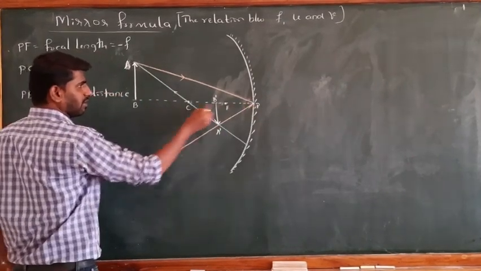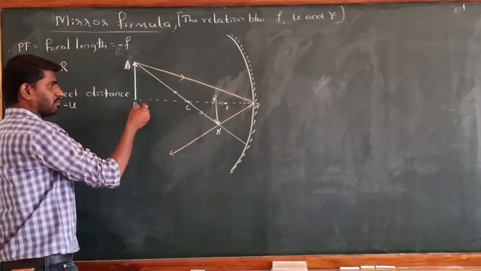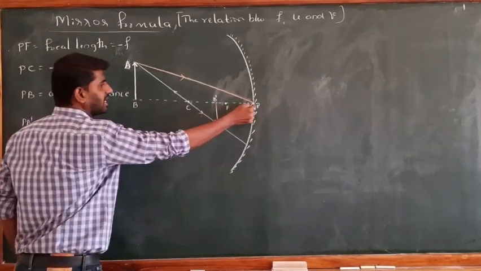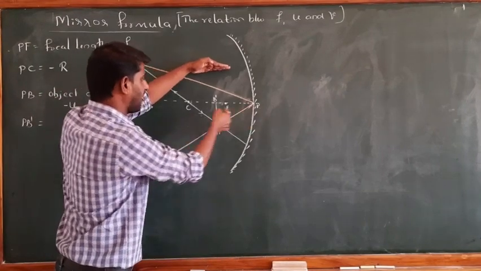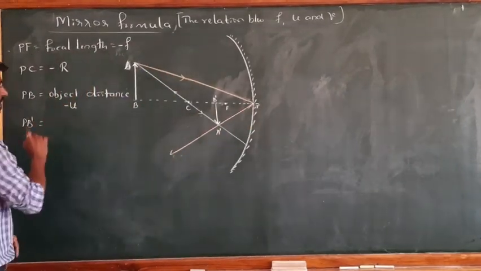We measure from P like 1, 2, 3, 4, 5 up to B, and the direction of measurement is opposite to the incident ray. The direction of incidence is our direction of measurement. So that's why this is also negative.